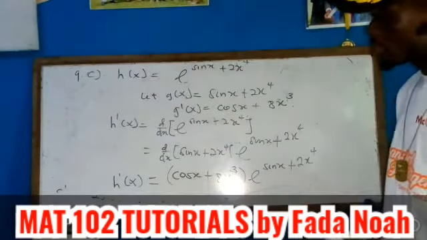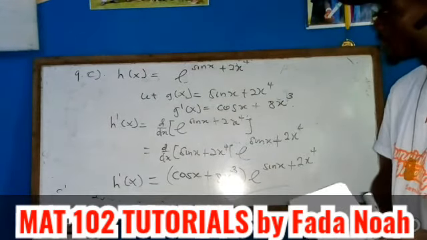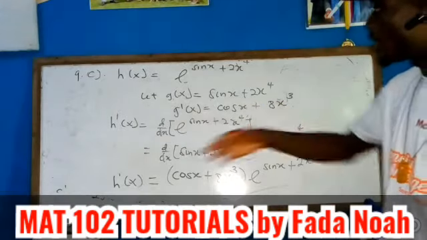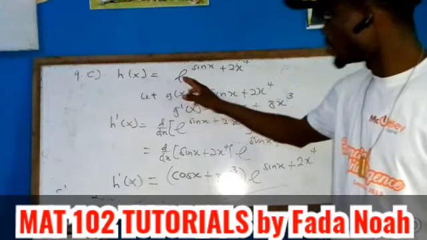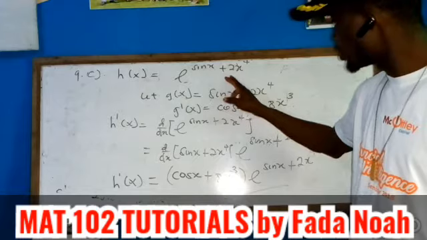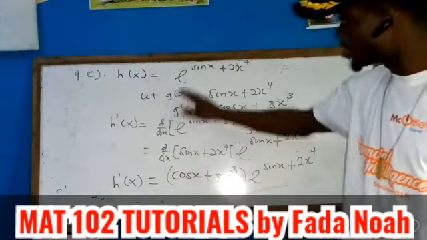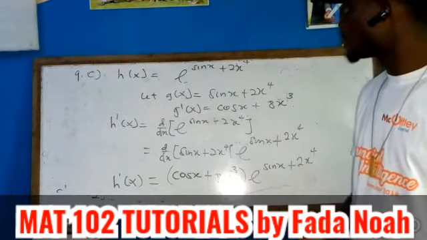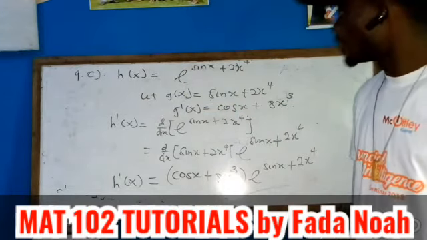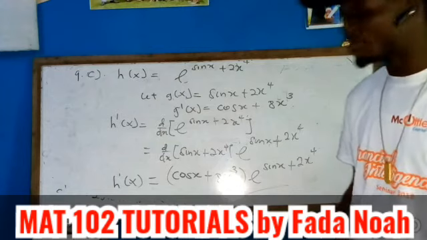So this is our solution to question C. Okay, let's take it again. We have h of x equal to e exponent sine x plus 2x exponent 4. You are asked to find the derivative or differentiate this function. So first of all, you have to apply the rule for differentiating an exponential function.